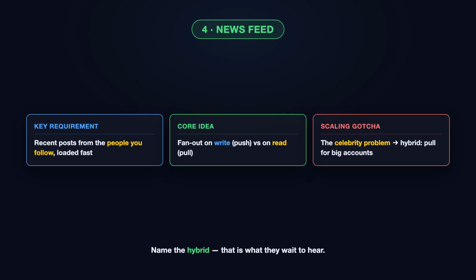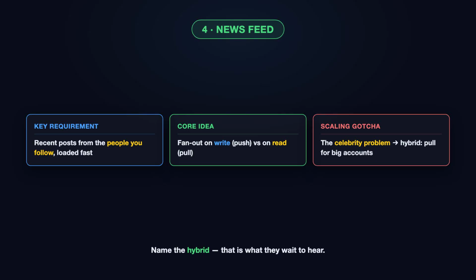Fan-out on write, also called push: the moment someone posts, you copy that post reference into the pre-computed feed of every one of their followers, so reading a feed later is just a cheap lookup. Or fan-out on read, called pull: you store each post once, and assemble every feed on the fly at query time. Push makes reads fast but writes expensive, pull makes writes cheap but reads expensive.